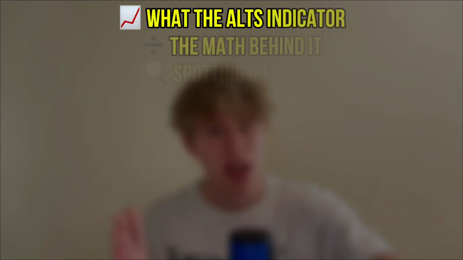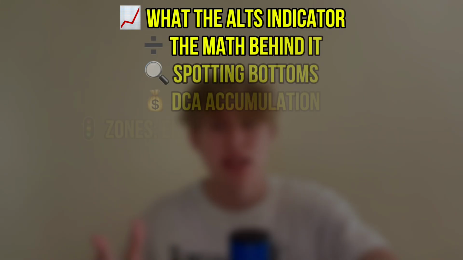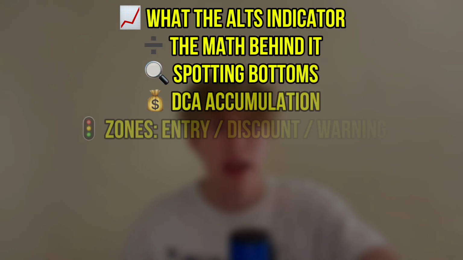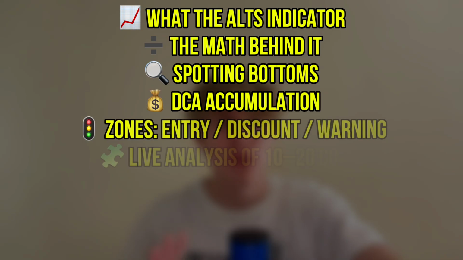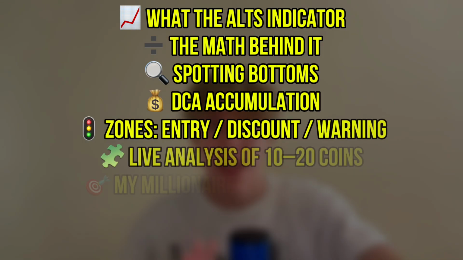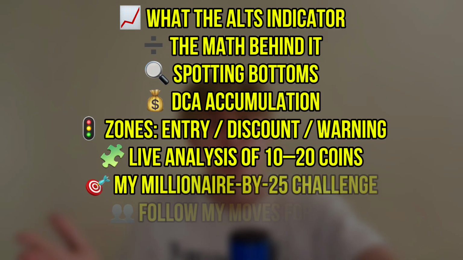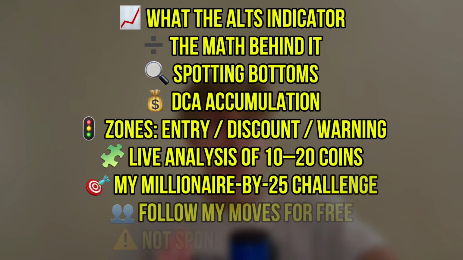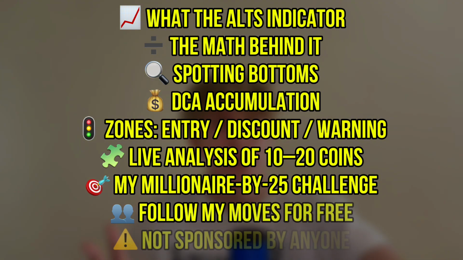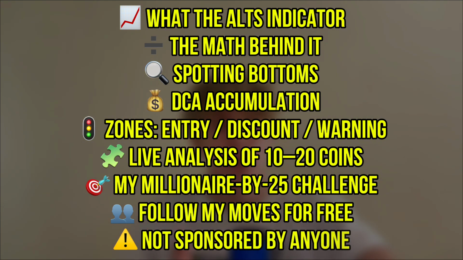That's why it's been one of my main long-term accumulation tools ever since, especially during quiet markets like this right now. In this video, I'm going to break down what the alts indicator actually is, the simple math logic behind it, how it identified bottoms on multiple altcoins, how to use it for DCA and long-term accumulation, the structure, entry signals, discount zones, warnings, a full walkthrough on 10 to 20 different coins where we'll do live analysis, how I use it on my Millionaire by 25 challenge, how you can follow all my alts-based buys for free, and why I'm not sponsored or paid by anyone for showing this.